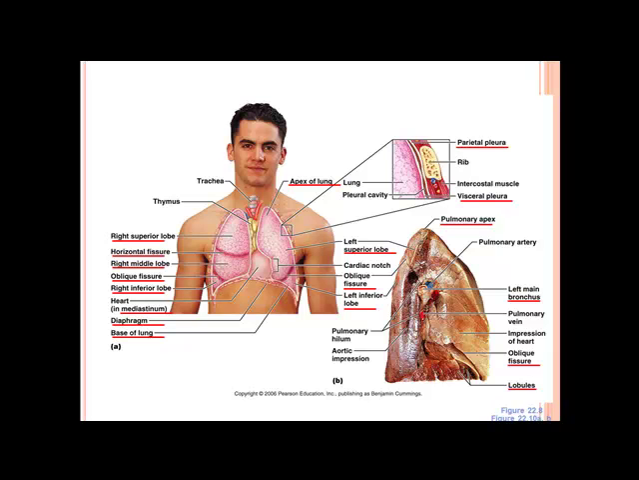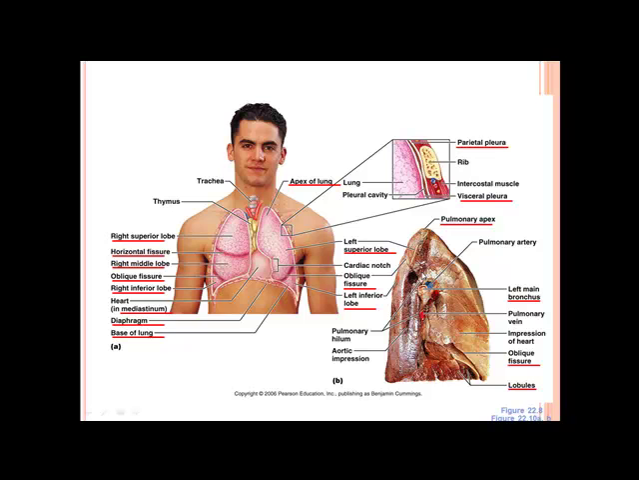Next, we can see our nice pleural serous membrane. That's the outline of pink. The parietal layer encloses the chest cavity. The serous visceral layer is on the surface of the lung itself.